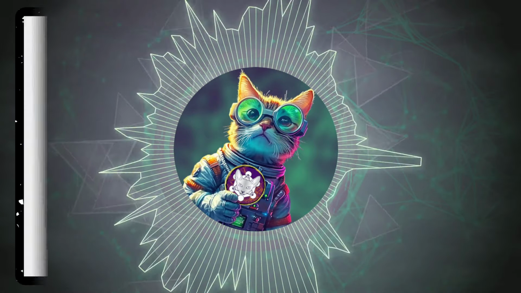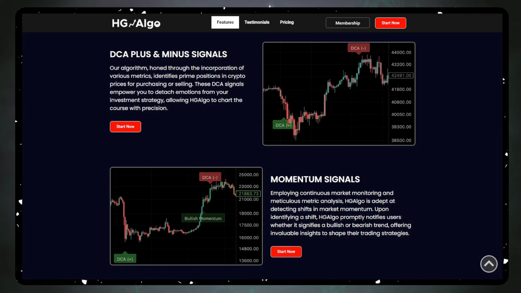So this indicator actually breaks things down into two very simple and very visually receptive indicators. You've got your dollar cost average plus and minus signals, and then you've got your bullish and bearish momentum signals. And like I said, this is an indicator that's been developed by a specific group of people who have many years of experience and multiple bull runs behind them. These are more than seasoned traders. Some of these people are the biggest traders that I know in crypto. That's why we've chosen to get involved with this, and why I've chosen to let you guys know about this.